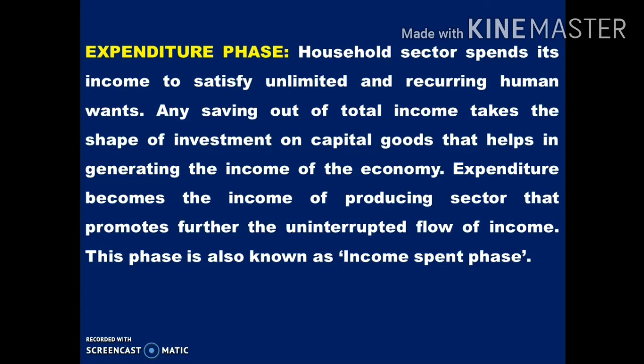So you have three methods on the basis of these terms: the product method, the income method, and the expenditure method. In the next video we will see the three methods in detail.